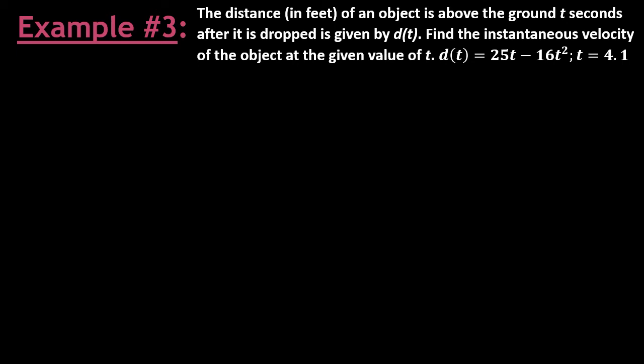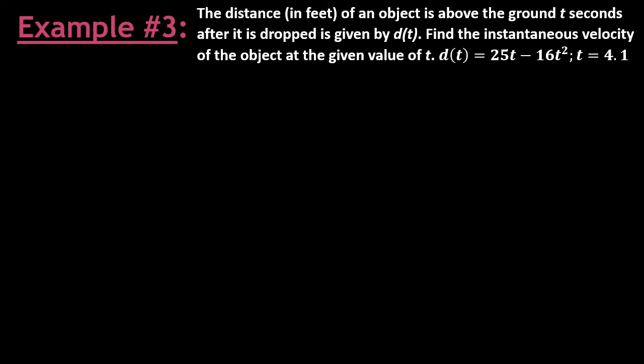So example 3, probably do this one in my composition book if I write big, because you're probably going to run out of room. The distance, and I did not put on the current notes in feet, so you might just add in feet, of an object above the ground t seconds after it is dropped is given by d of t. Find the instantaneous velocity of the object at the given value of t. And then they give you the equation. So d of t equals 25t minus 16t squared when t is 4.1.